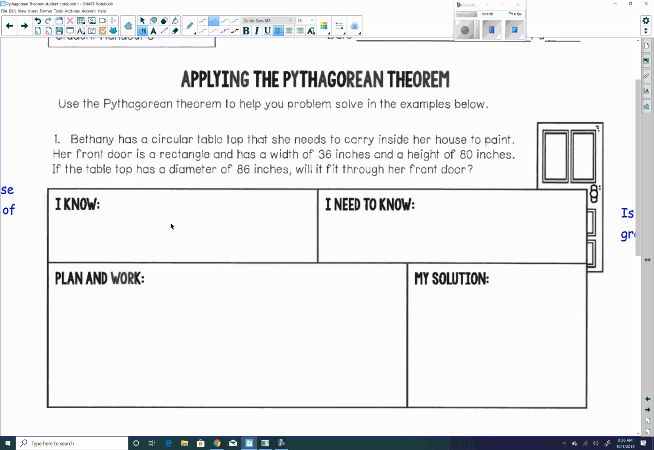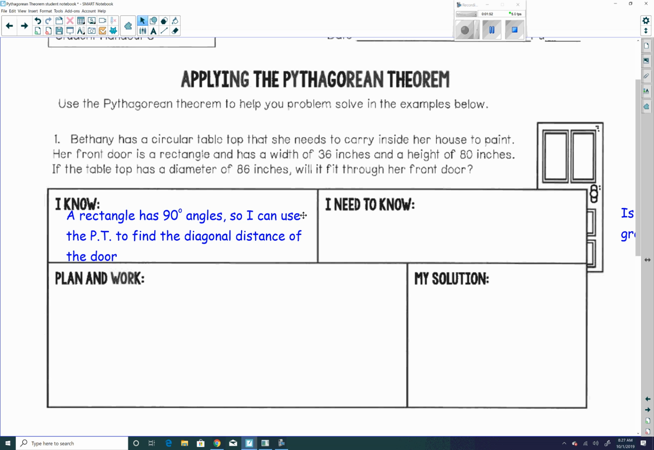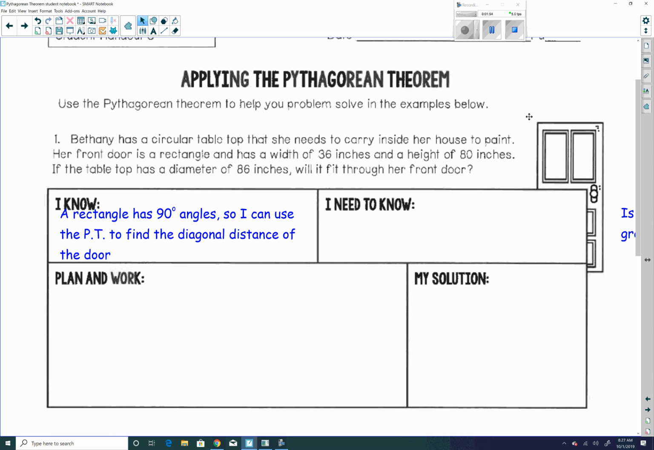Well, let's think about a rectangle. Here's a picture of a door over here. It's kind of hidden, but a rectangle has 4 90-degree angles in the corners. And if I drew a diagonal from the top of one side to the bottom of the other side, I could use the Pythagorean theorem to figure out the diagonal distance of that door. Okay? So that's what I know right now. I know a rectangle has 90-degree angles, so I can use the Pythagorean theorem to find that diagonal distance if I'm trying to carry in my circular table.